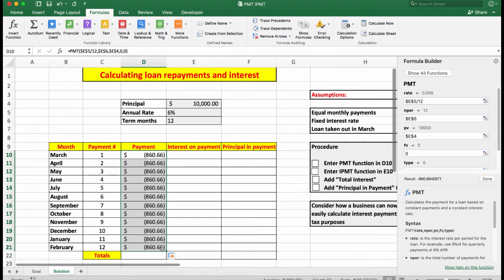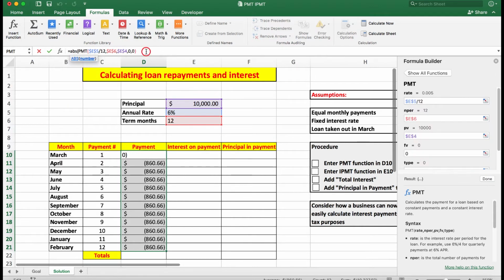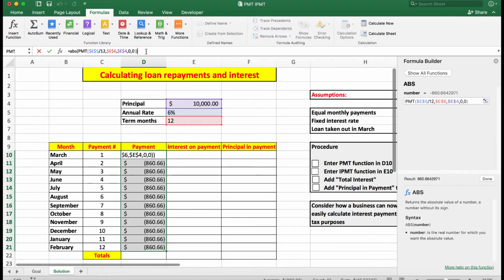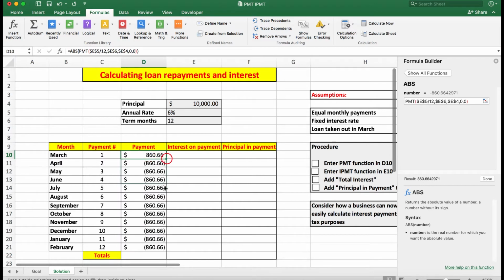$860.66. I don't particularly like the look of the brackets in that formula, so what I'm going to do after the equal sign in the formula bar is to insert an absolute function, ABS, open a bracket and then close a bracket at the end to balance the brackets. And the reason I do that is because the absolute function removes any signs, such as minus signs or brackets. So when I now press enter, there I see that there are no brackets. I'll autofill that one down.